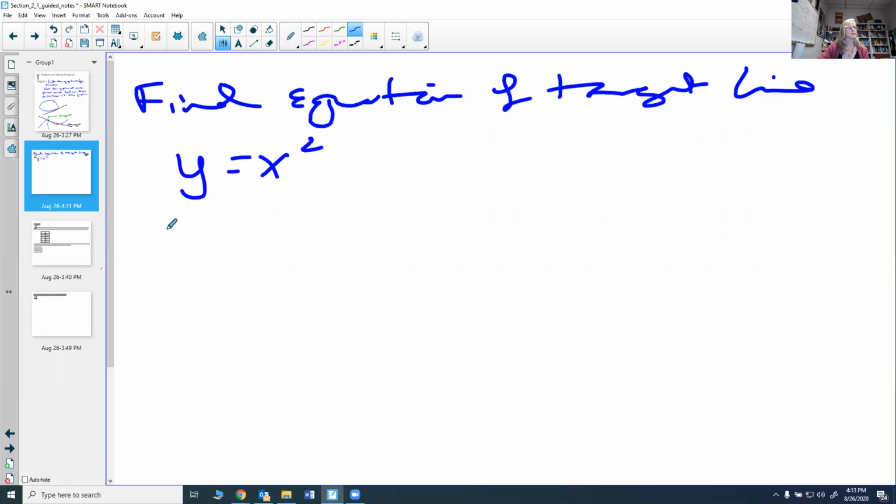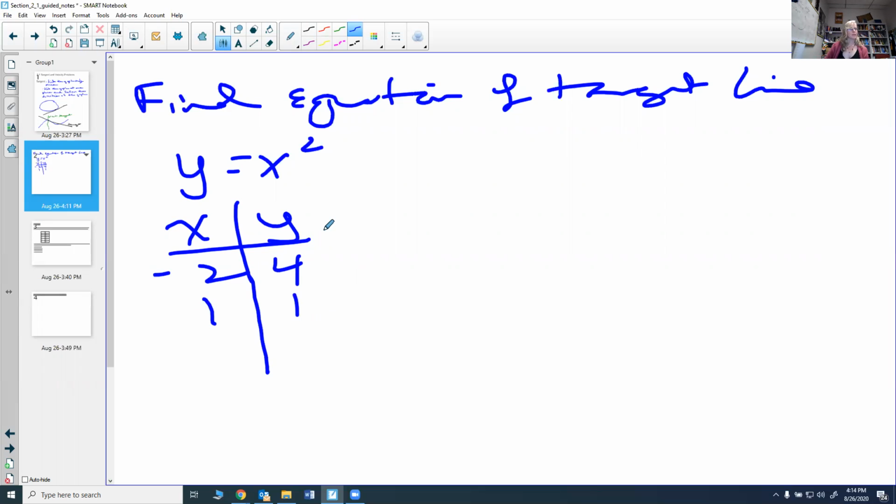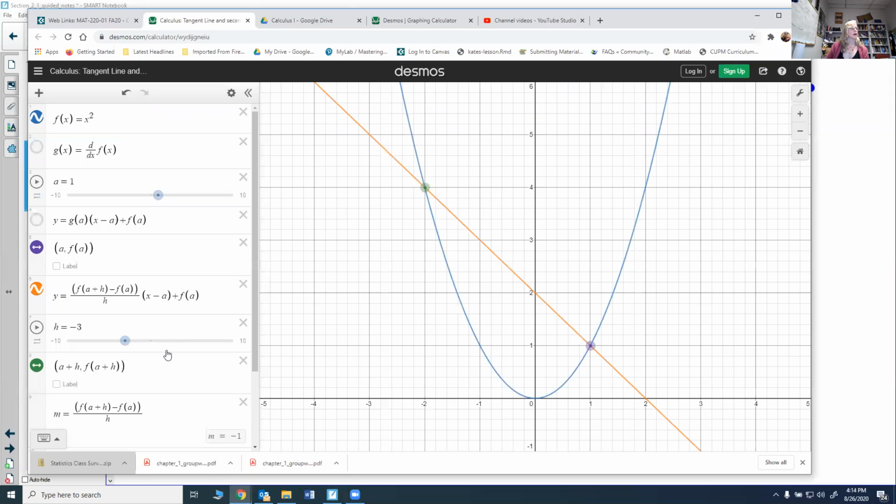So if I were to put this information in here, when x is negative 2, y is 4, and I'm also looking at the point when x is 1 and y is 1. And I can find the slope between those points. Desmos has actually found the slope for me, so I can go find that slope. It tells me the slope is negative 1. So the slope of this line is negative 1.